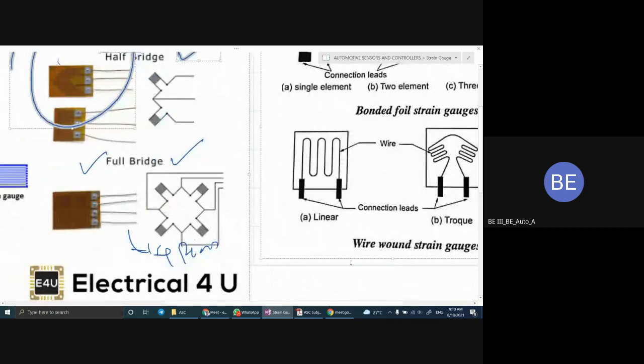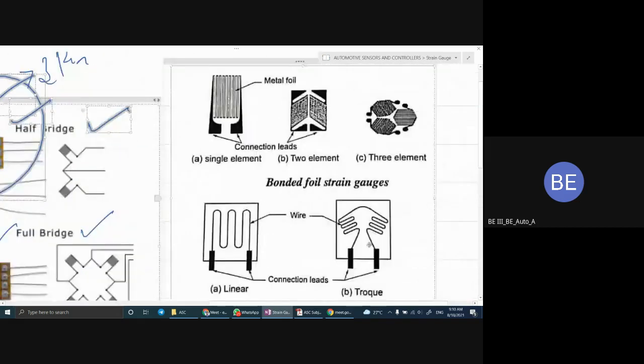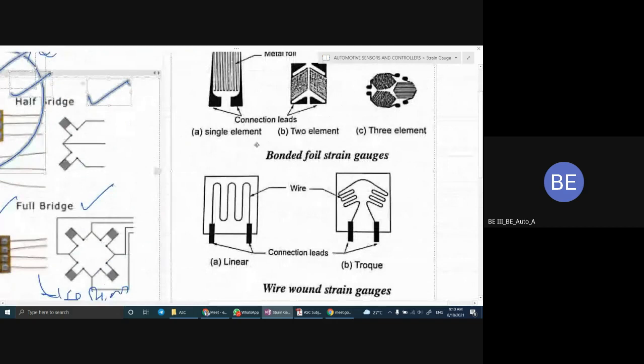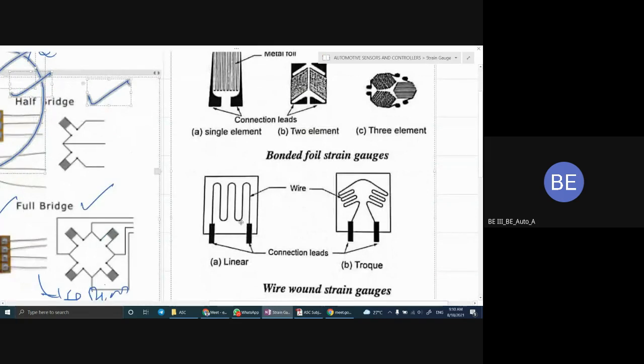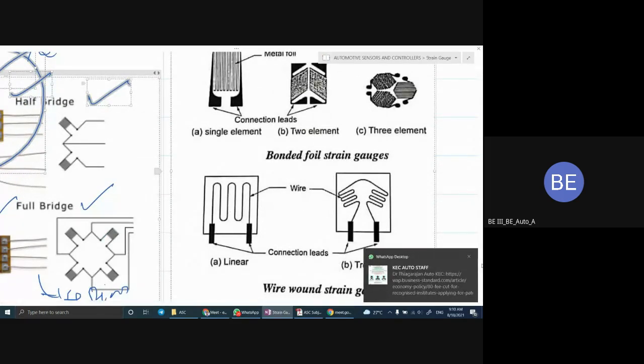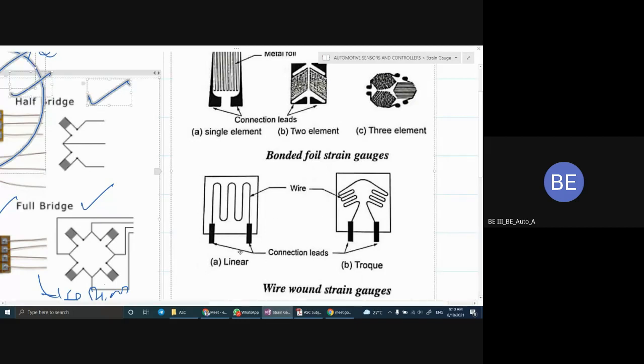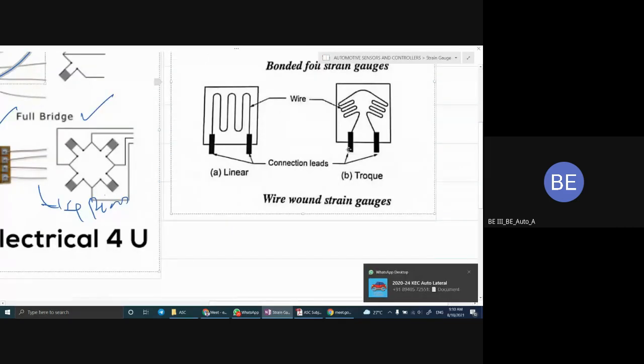The filament may be classified into many types. You can see it as a single element, which consists of the metal foil, and two element here, and three element. This is the bonded foil gauge, that is, the strips placed inside this wafer. So this is used for torque measurement.